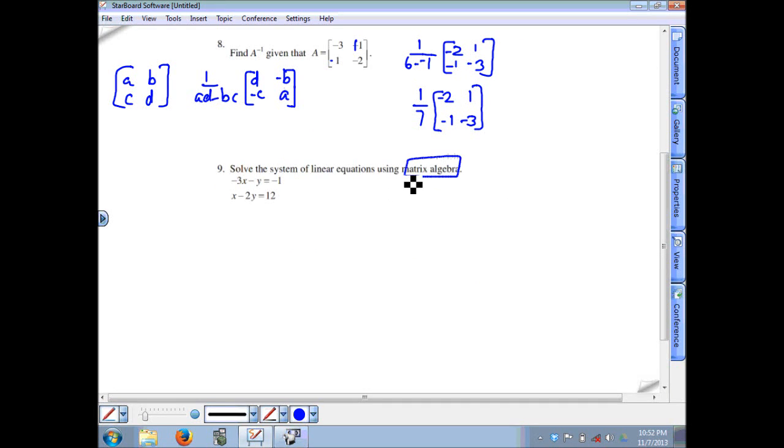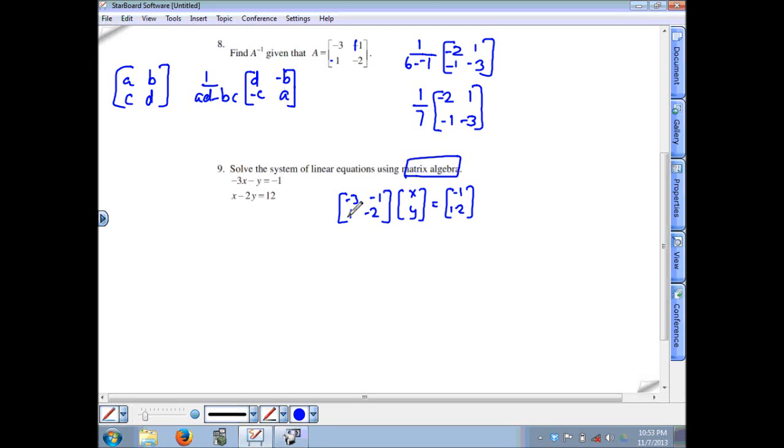Solve the system of linear equations using matrix algebra. Matrix algebra means we have to set up a matrix equation, find the inverse of the coefficient matrix, and then multiply that on either side. So the coefficients of the variables form the coefficient matrix. So the matrix is negative 3, negative 1, 1, negative 2. Now we have to have a variable matrix, and it equals this column 1 and 12. So what we're solving for is x and y. We need to get this xy matrix by itself.